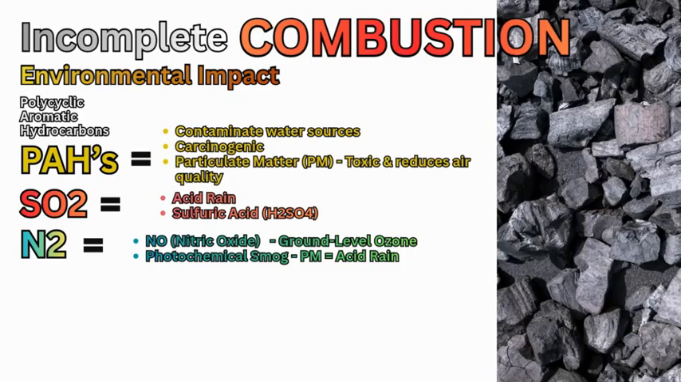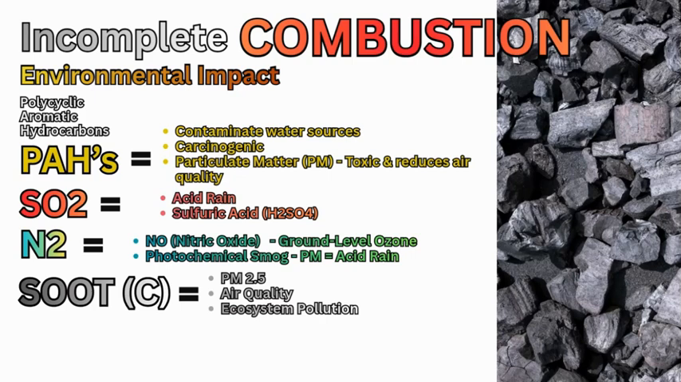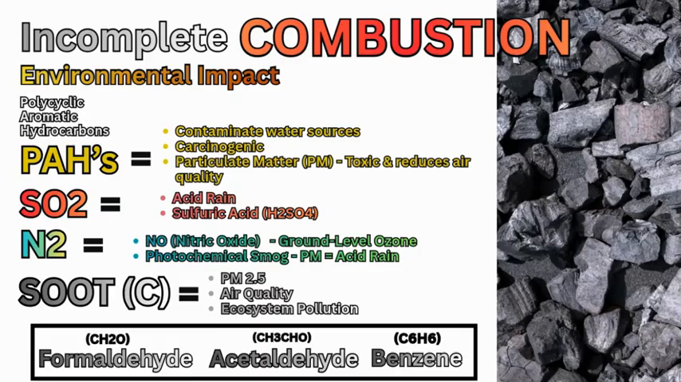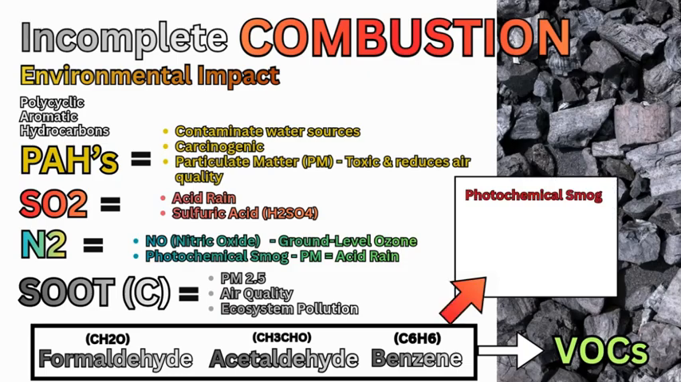Then we have the soot, or the fine particles, the PM2.5, which can also contribute to poor air quality and health issues for humans and the environment. Then you have the formaldehyde, which is CH2O, which is a VOC, or volatile organic compound, which can also add into producing smog or photochemical smog. Acetaldehyde is a VOC as well and can produce photochemical smog.